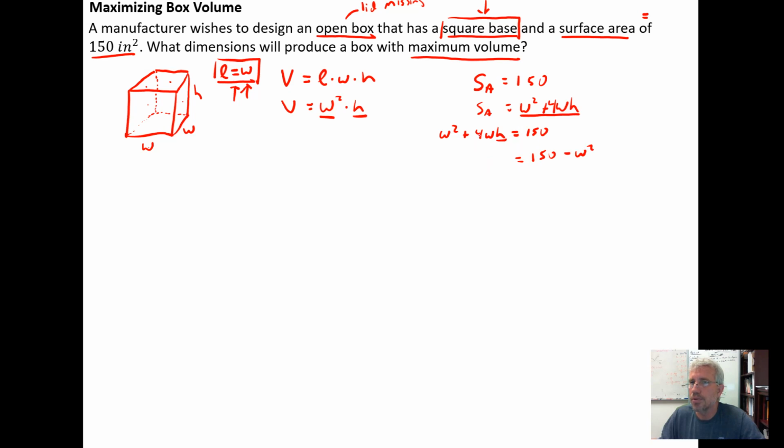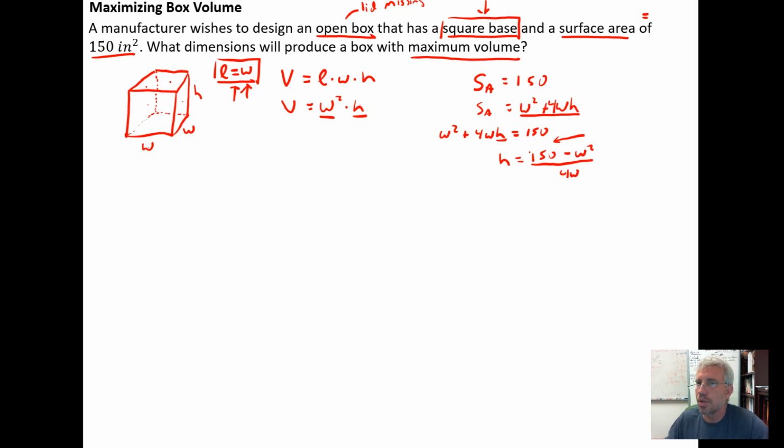And then divide both sides by 4 times the width, which will isolate H. So there's a couple steps there. I did kind of skip some steps, so you might want to scratch that out on your own piece of paper if that was a little too fast. So H can go right here where H is in the volume function.